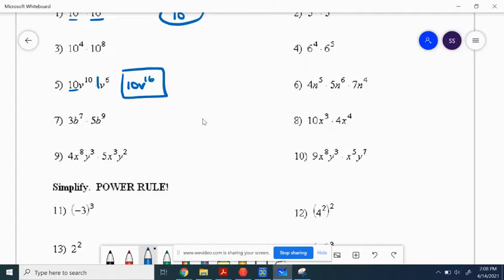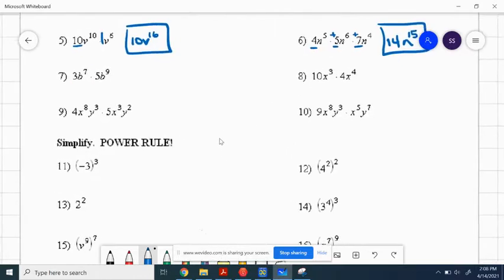So for number 6, remember, treat the numbers as normal because they don't have exponents, so we don't need to use the exponent rules. So this is 4 times 5 times 7. 4 times 5 is 20. 20 times 7 is 140. And then n to the 5th times n to the 6th times n to the 4th. We're just going to do 5 plus 6 plus 4, which is 15. So this is 140n to the 15th power. Okay, 7 and 8 are about the same.